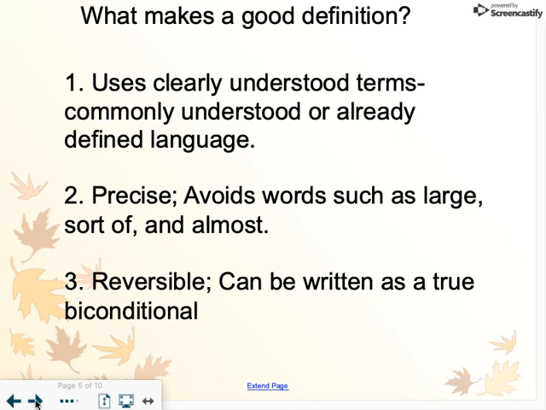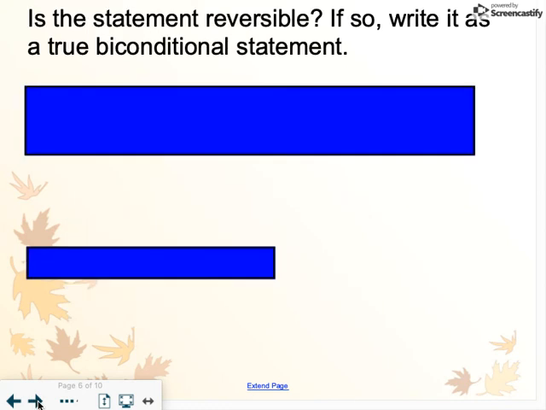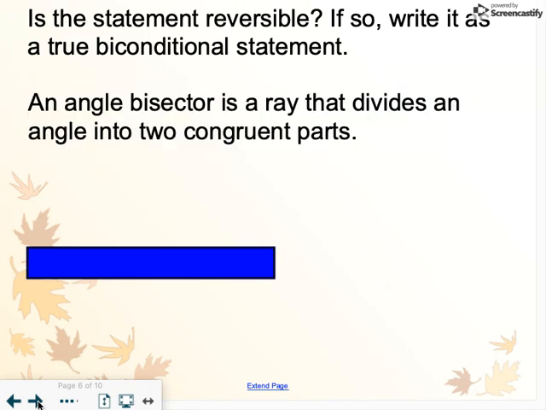Again, feel free to pause if you need to. I'm going to move forward here. So, is this statement reversible? If so, write it as a true biconditional statement. So we're looking at this statement here. It says an angle bisector is a ray that divides an angle into two congruent parts. So we think about this, is it reversible? Is it true if we were to say a ray divides an angle into two congruent parts, then it is an angle bisector? Both of those statements, either way we read it, is true.